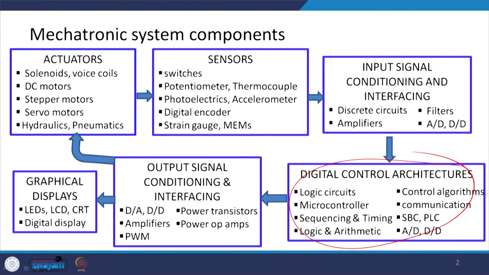Today we are going to talk about the microprocessors. Here if we look at this chart on the different mechatronic system components, basically the microprocessor falls into this category, that is under the digital control architecture. This lecture and the next lecture I am going to talk about microprocessors and microcontrollers.